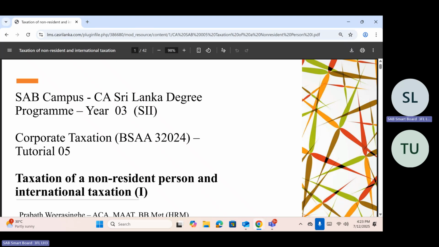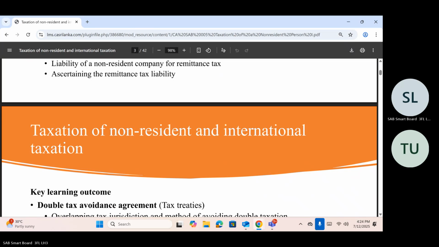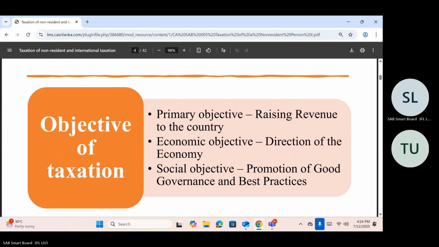So we discussed the chargeability section, and as per the chargeability section, a person who is having a taxable income is liable in Sri Lanka, right? When a government imposes tax, they have three objectives. The main objective is revenue, to raise revenue for the country and meet their capital needs. The economic objective is to direct and control the economy, protecting investors, bringing investment to Sri Lanka, and encouraging investment.